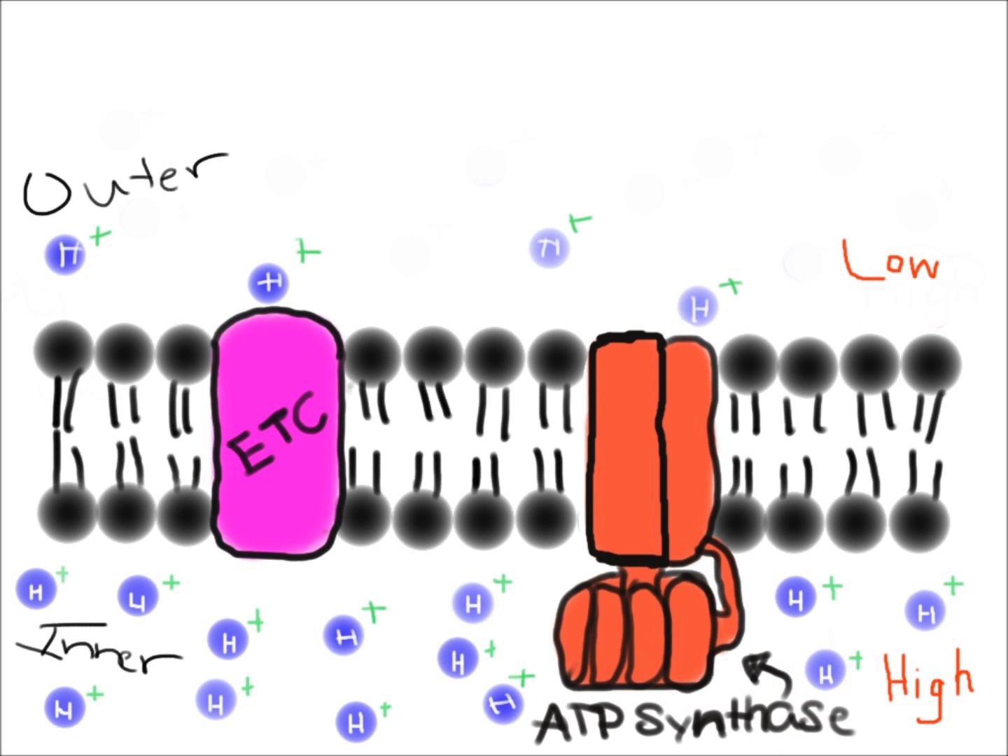Like all enzymes, ATP synthase can operate in the reverse direction to maintain this equilibrium by hydrolyzing the ATP molecule and pumping the hydrogen ions back across the membrane.